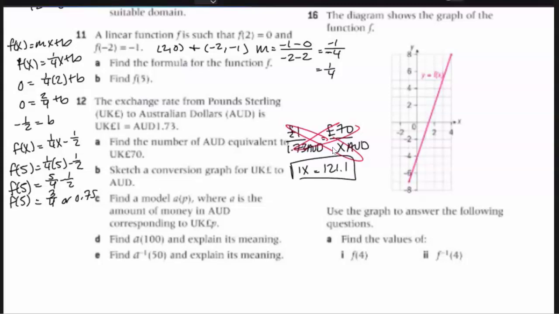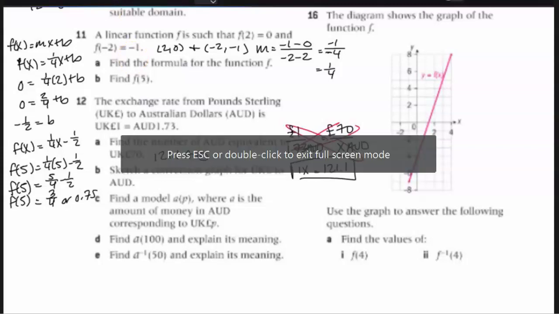So remember, this is pounds. So find the number of Australian dollars equivalent to 70 pounds. That is, 70 pounds is equivalent to 121 Australian dollars.